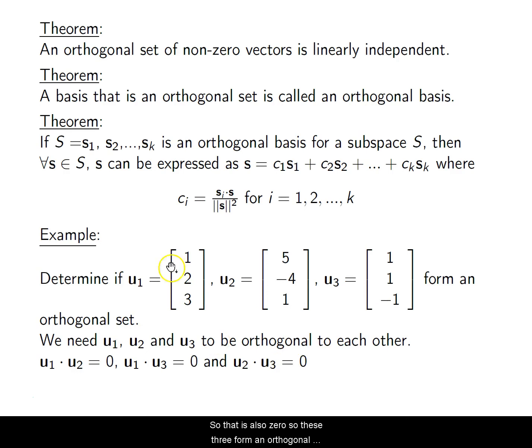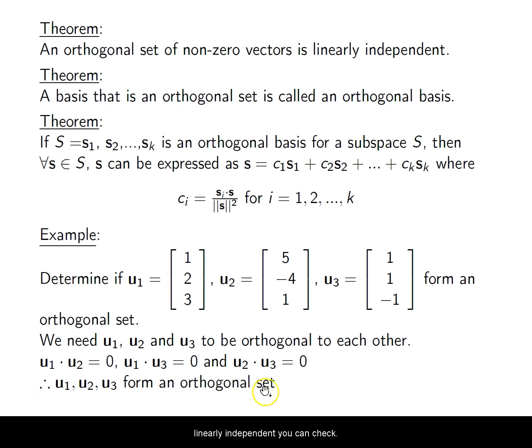So these three form an orthogonal basis for R3. U1, U2, and U3 form an orthogonal set. Since it forms an orthogonal set, they are linearly independent. You can check it: plug it in your calculator and take the determinant. The determinant should be non-zero.